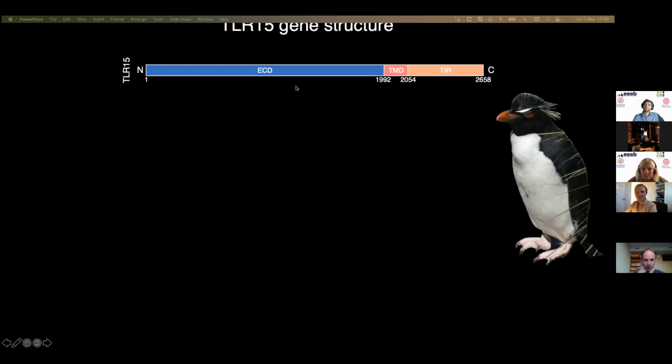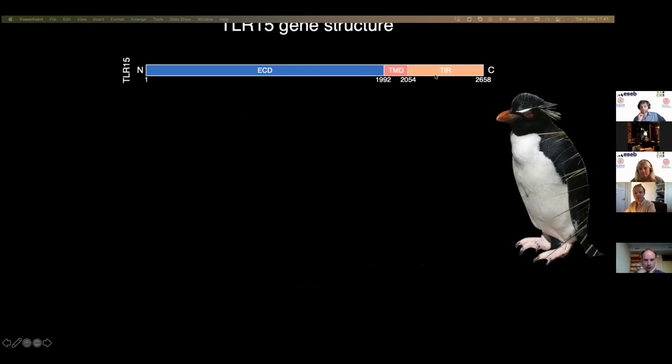And TLR15 has a very typical TLR architecture. It has an N-terminal extracellular domain, which contains leucine-rich repeats, which are responsible for binding the agonist. It has a single transmembrane domain, and it has a TIR domain, which is responsible for downstream signaling.